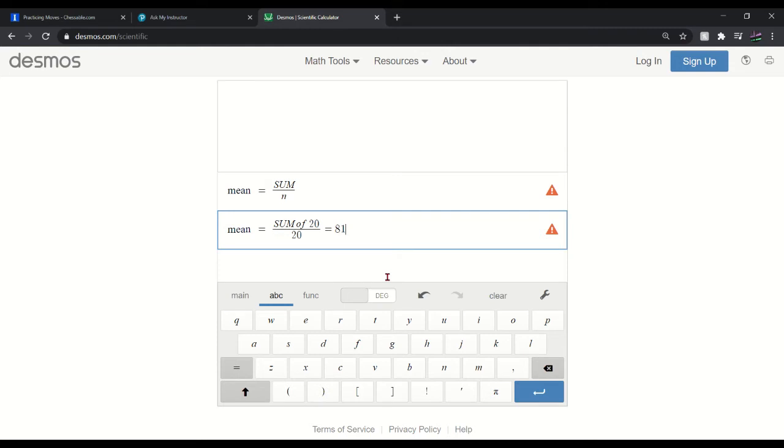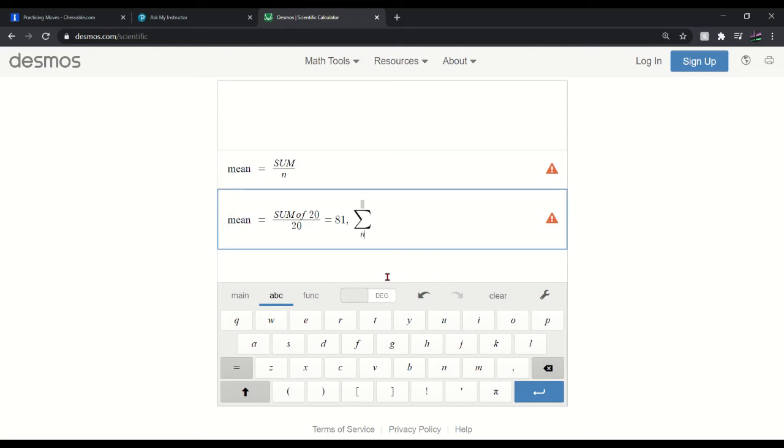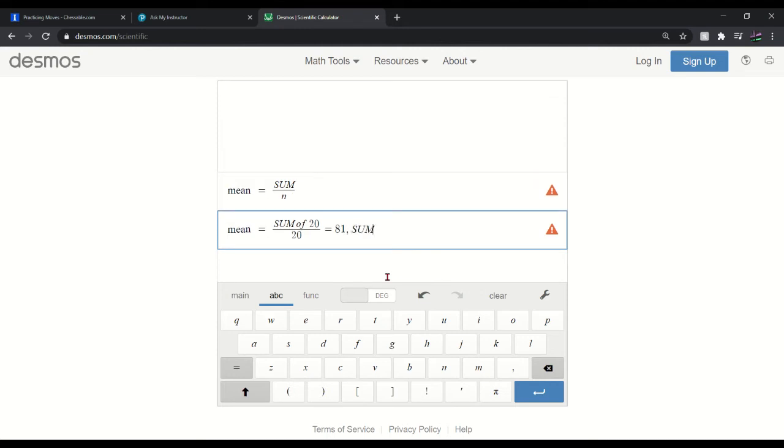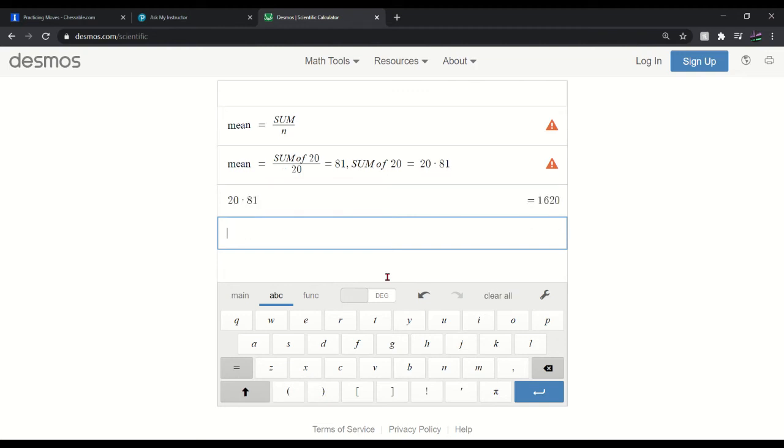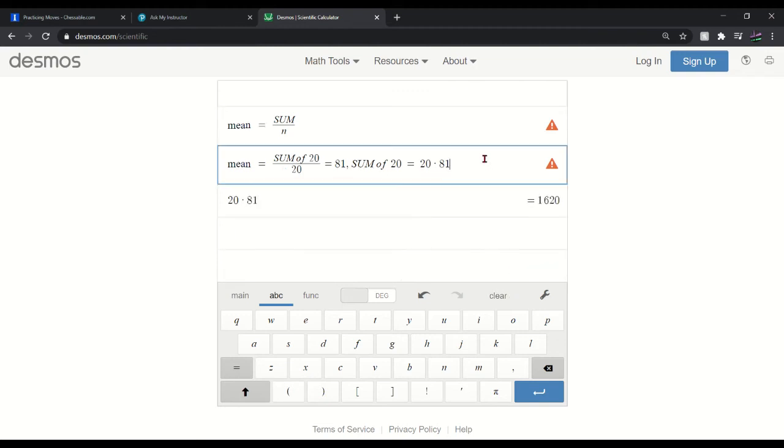So interestingly enough, from that formula, we can actually find the sum of the 20. You see that on the top? It says sum of 20. So from that formula, the sum of the 20 should be equal to 20 times 81. What's 20 times 81? That's 1620. So this is equal to 1620.